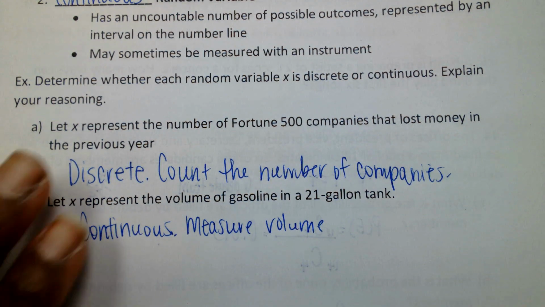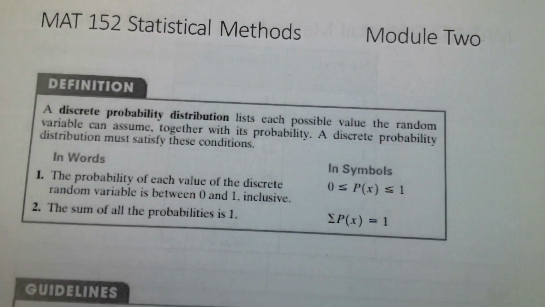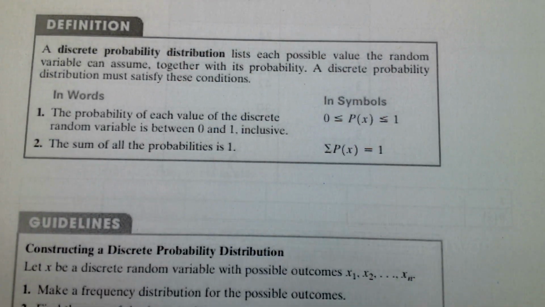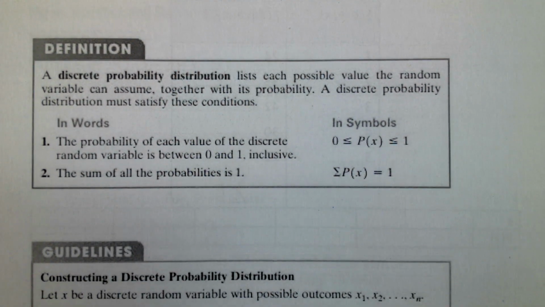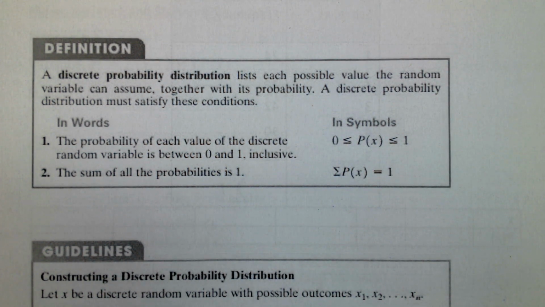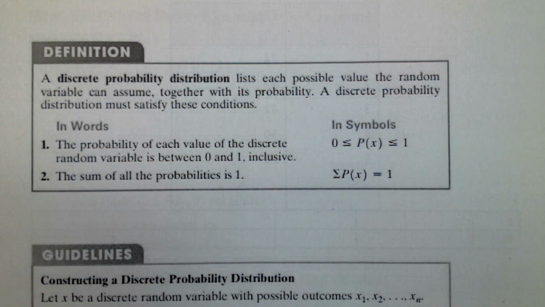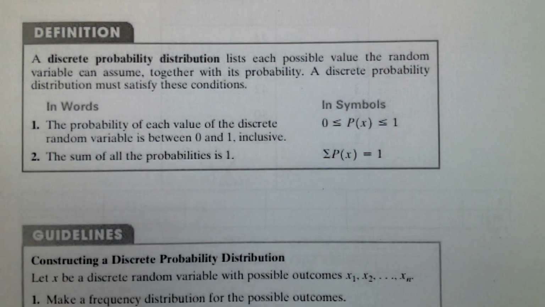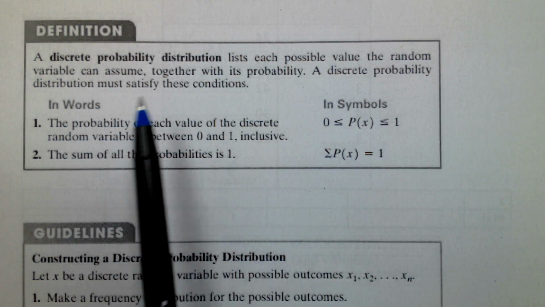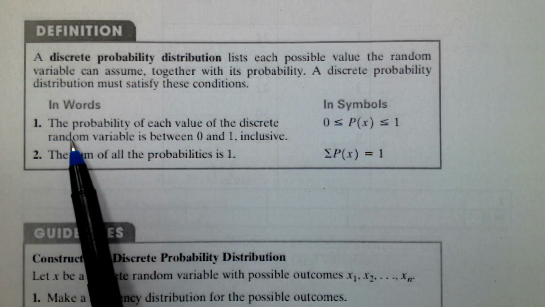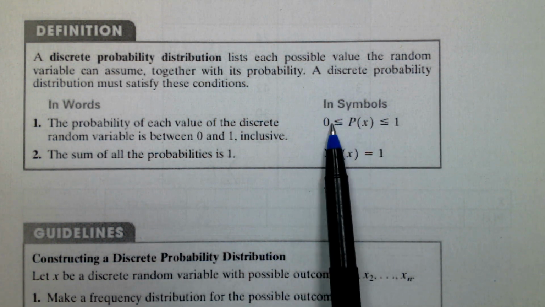There we go. Alright, so for 4.1, or chapter 4, we're going to look at discrete variables, and then chapter 5, we'll look at continuous. So a discrete probability distribution lists each possible value the random variable can assume together with its probability. A discrete probability distribution must satisfy these conditions. The probability of each value must be between 0 and 1. We talked about probability, it has to be between 0 and 1, so we know that already.